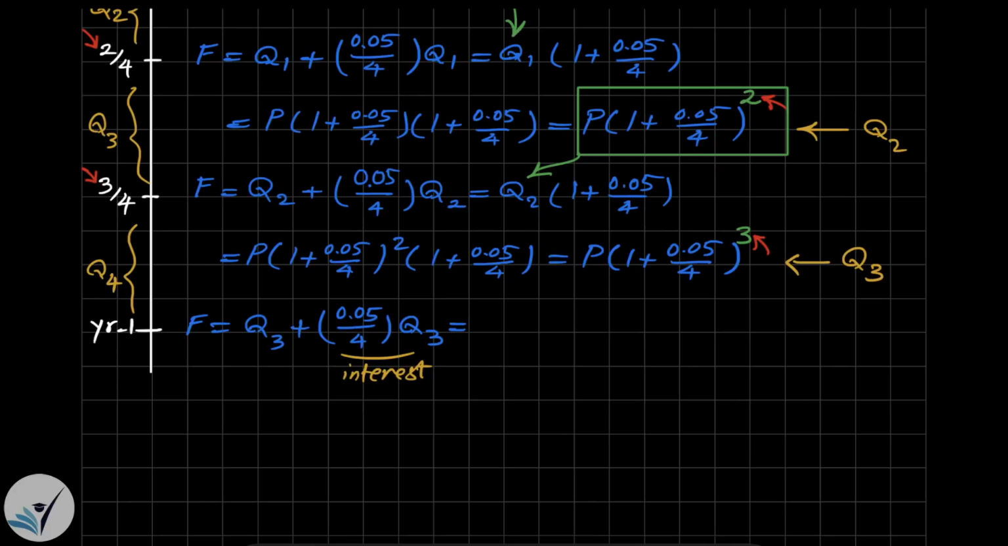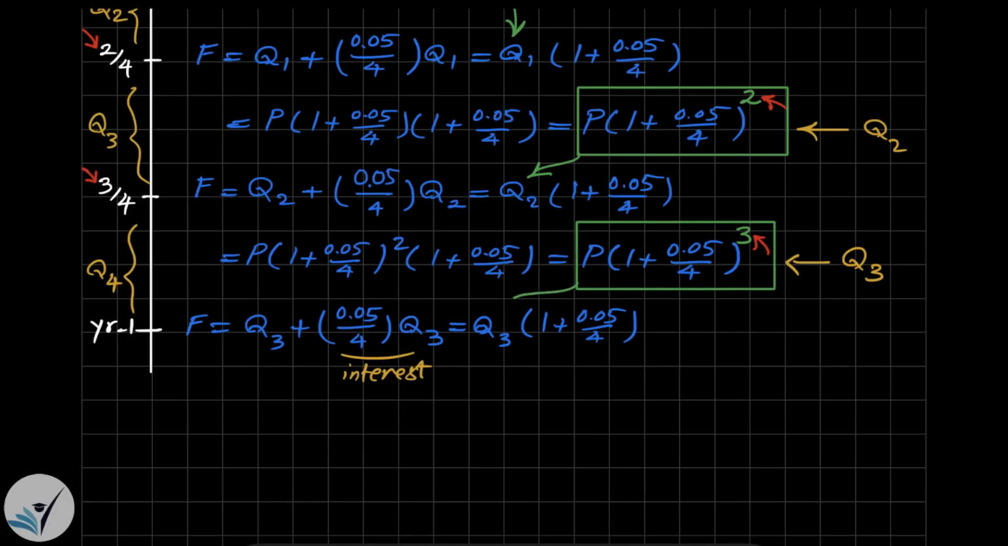And we can simplify this. In that case, we would get Q3 times 1 plus 0.05 divided by 4. And Q3 is this expression up here.